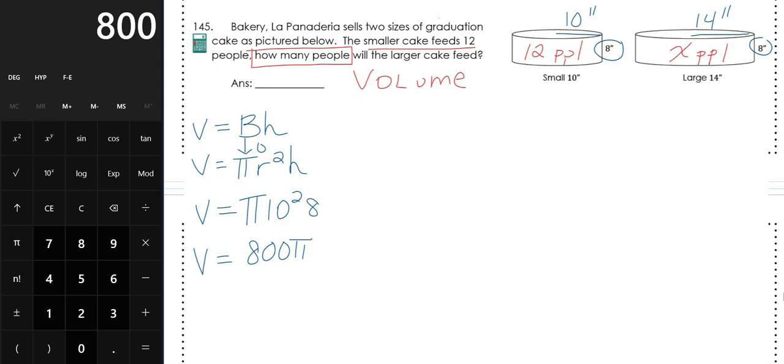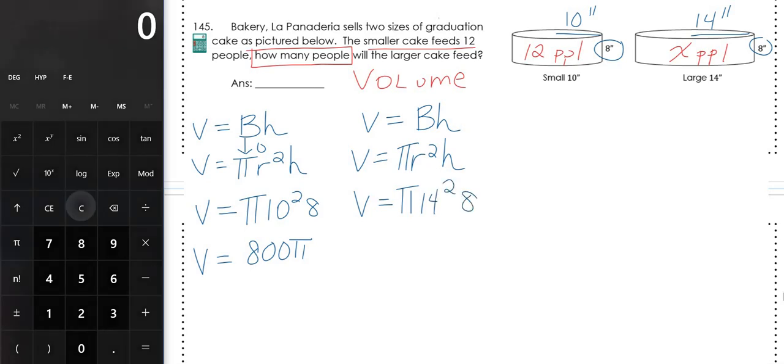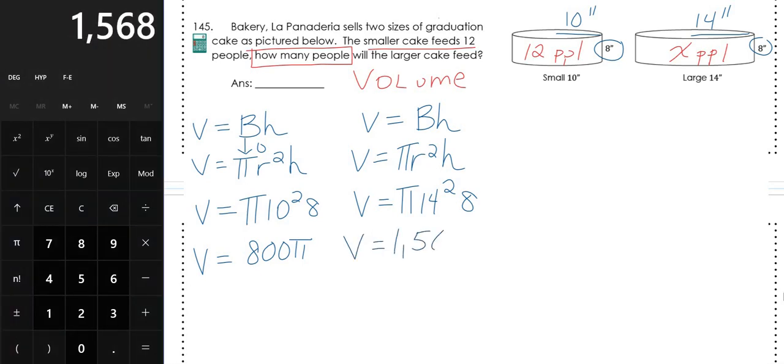And now for the larger cake, V equals big B H again, which makes this pi r squared h. Now our radius is 14, so pi times 14 squared and then the height of 8. Same thing in the calculator: 14 squared times 8 equals 1,568 pi. Those are my 2 volumes.